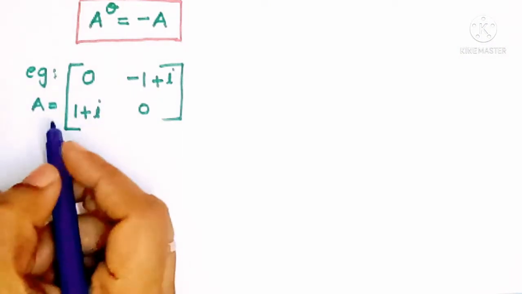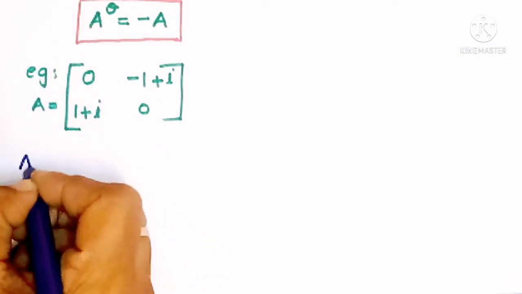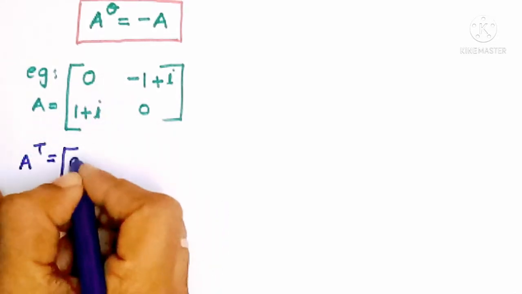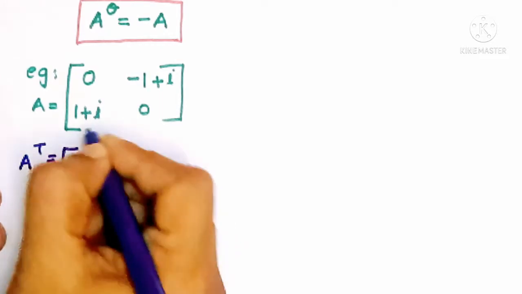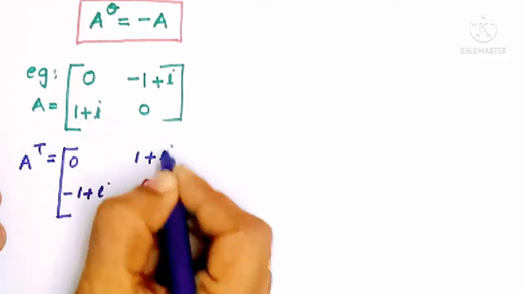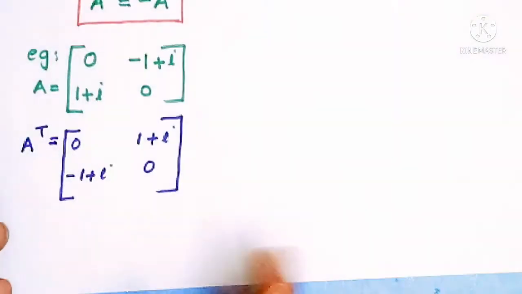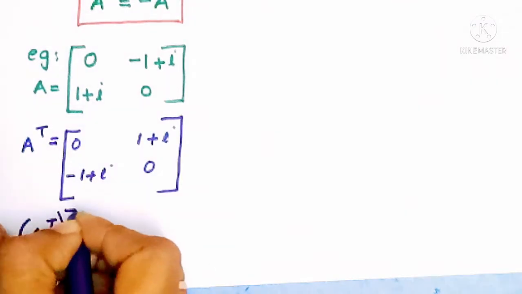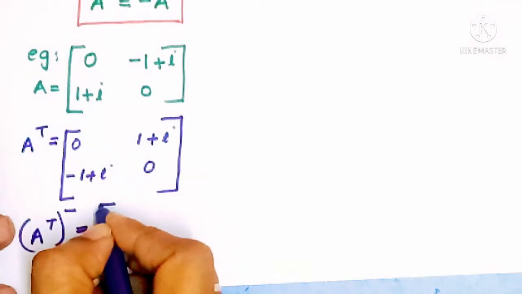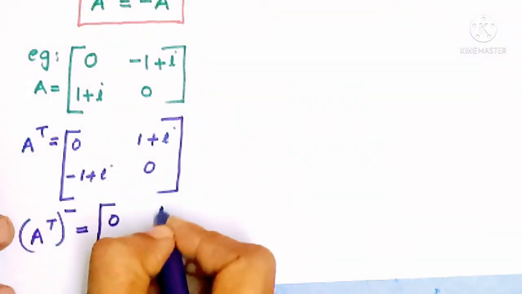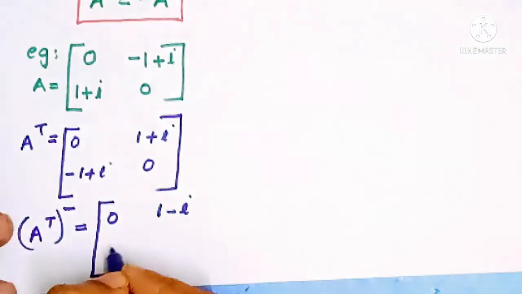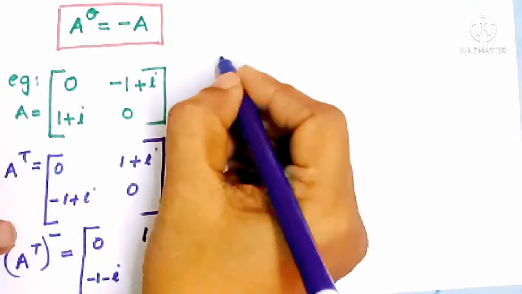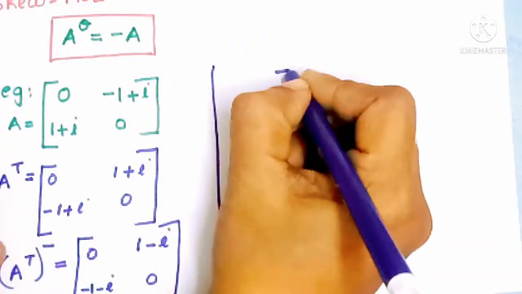So first we need to find what A theta is. We can take the transpose of this matrix: 0, minus 1 plus i, 1 plus i, 0. Okay. Then we can take the conjugate of this matrix. 0. Here it becomes 1 minus i. Here minus 1 minus i. Here 0. Okay. Here we can take minus outside.